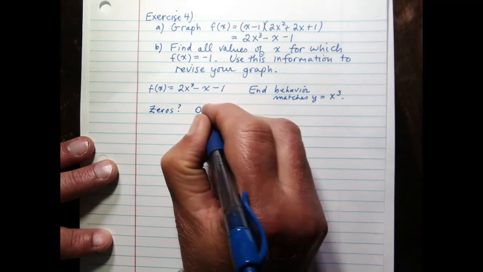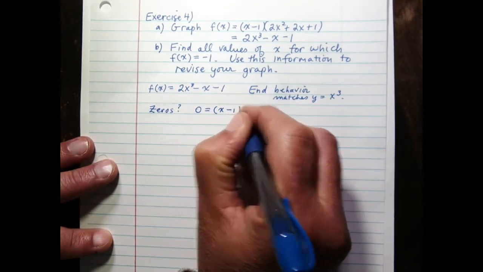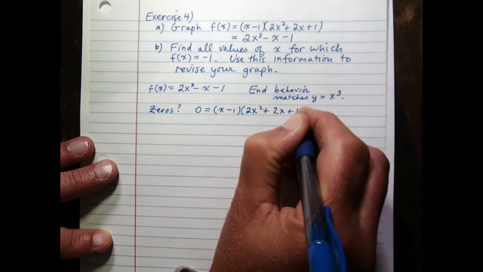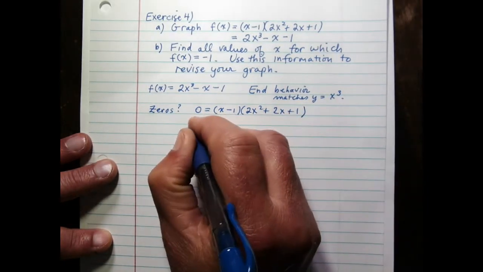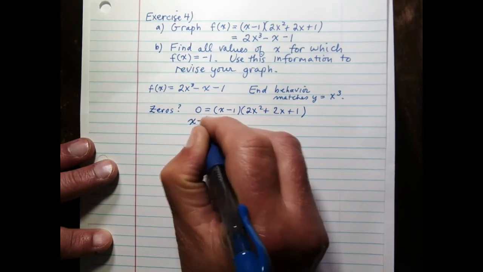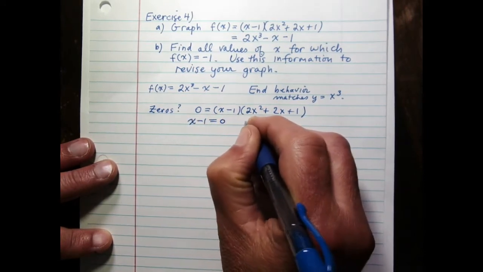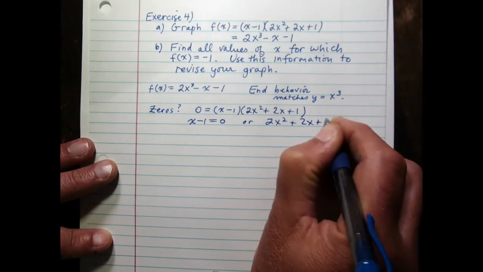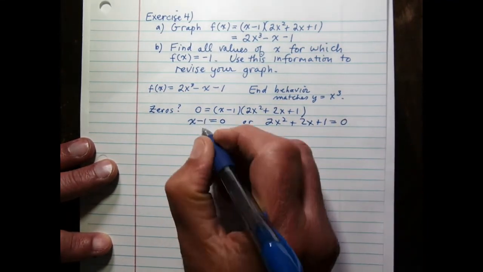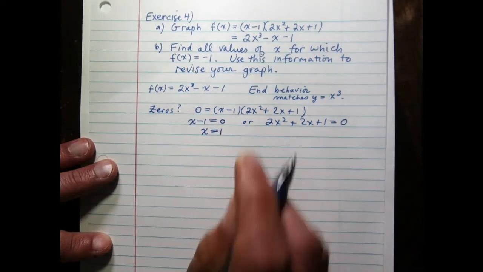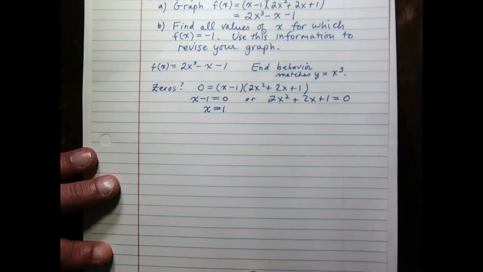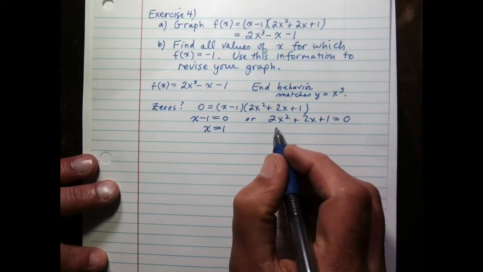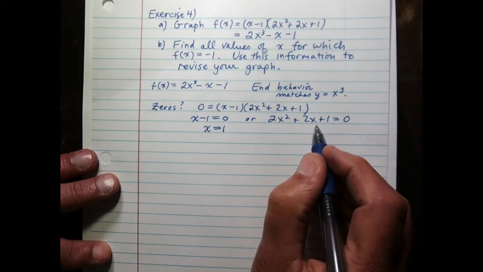So if we set the factored form equal to 0, of course we get x minus 1 equals 0, or 2x squared plus 2x plus 1 equals 0. So of course we get the zero x equals 1. In fact, you should be able to just see that by inspection, right? So why did I leave this quadratic here?